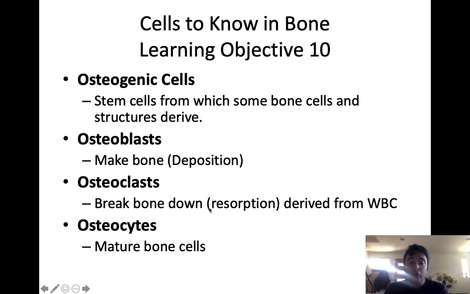Osteoclasts are not true bone cells. They're actually derived embryologically from white blood cells. They're these gigantic multinucleated cells that break bone down, or carry out a process called bone resorption. Bone resorption is the breakdown of bone. And bone remodeling really refers to the fact that osteoblasts are constantly making bone, or carrying out bone deposition, while osteoclasts are constantly breaking bone down, or carrying out bone resorption.